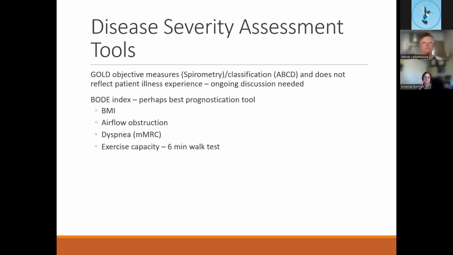There are some tools out there to assess disease severity and to monitor. Certainly spirometry can be monitored over time. There's something called the BODE Index, which is perhaps the best prognostication tool for this patient population. It measures BMI, airflow obstruction, so the FEV1 via spirometry, the dyspnea through the MMRC scale, and then the 6-minute walk test.